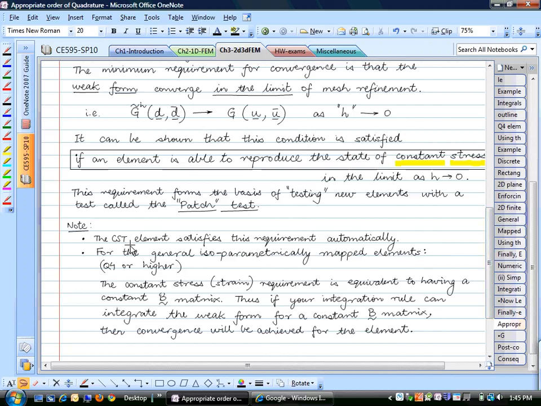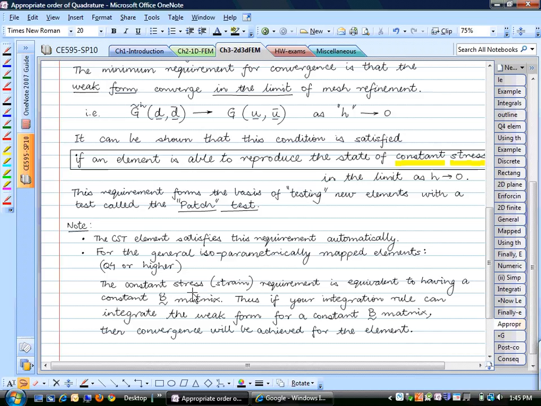So I just said that this CST element automatically satisfies this, and that is because the derivatives of the shape function in the triangle are constant. But for the Q4 and the higher order elements, what we need to show is essentially that the B matrix is constant as we go into the limit as h tends to 0. So this B matrix was constant for the CST triangle, if you remember.